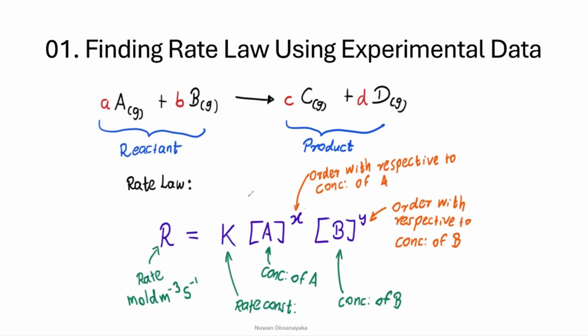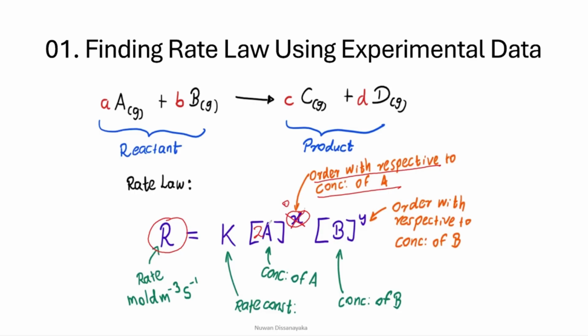So therefore, for each concentration term, there's a power. This is A to the power X. This X we call the order with respect to the concentration of A. It says that if you increase the concentration of A, let's assume you double the concentration of A. Sometimes when you double the concentration of A, rate will not change. There are some reactants like that. So to show that rate does not change, that means this order X has to be 0.